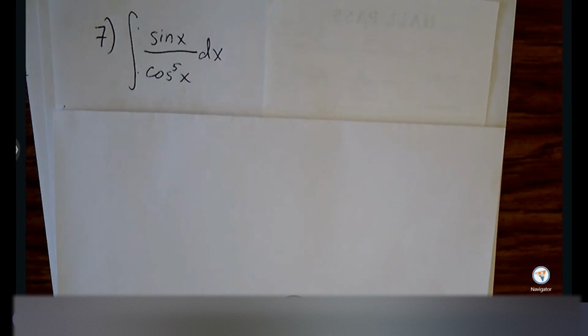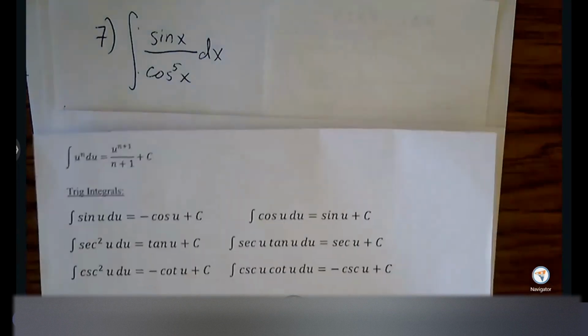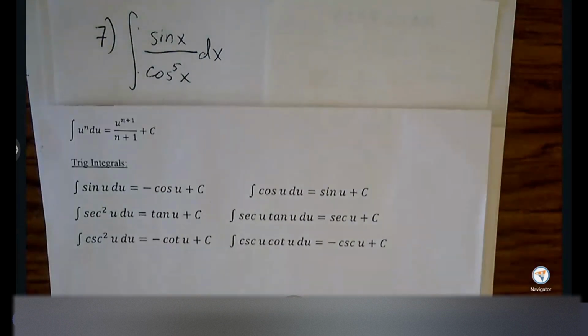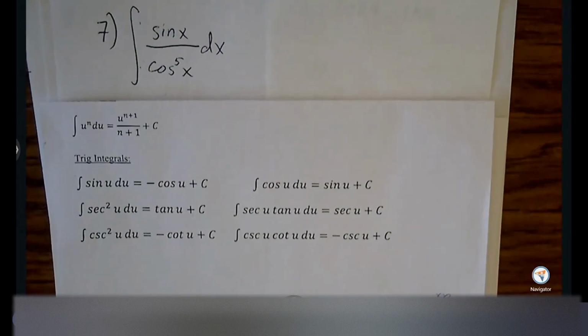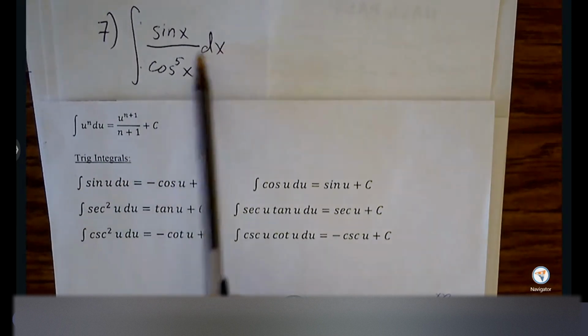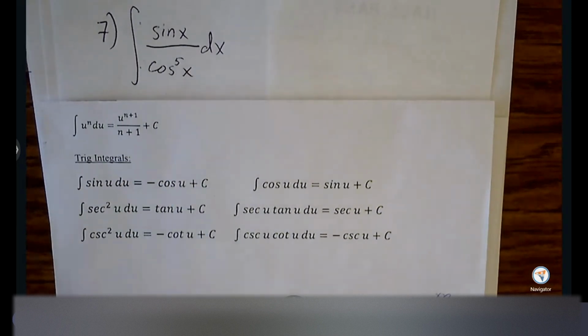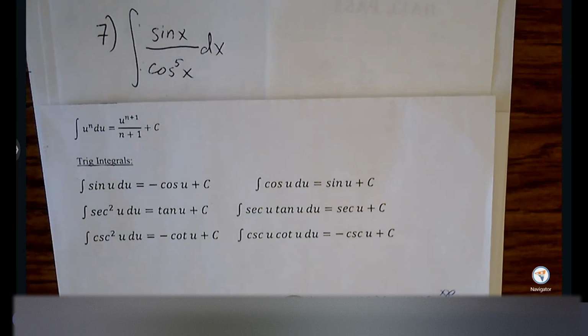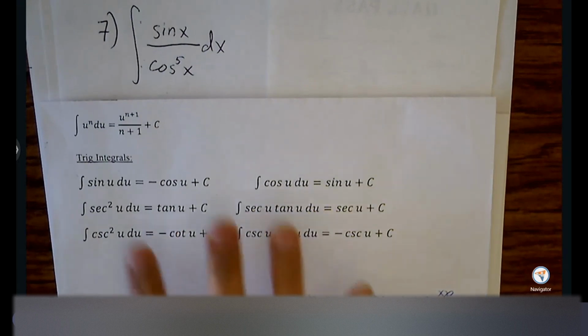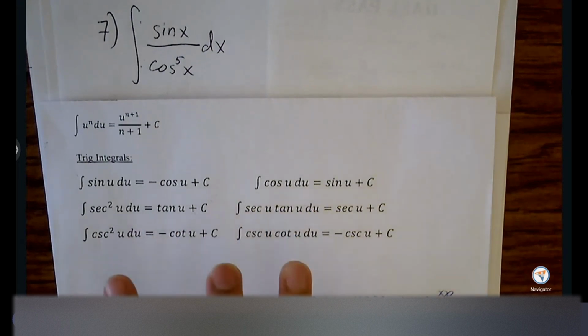Okay, so the first thing I notice is I've got a bunch of trig functions here. So naturally, I'm going to go to my trig rules and see if anything matches up. I do see a rule for sine. I do see a rule for cosine. But here's the issue: we have to understand that these integral rules are extremely restrictive.